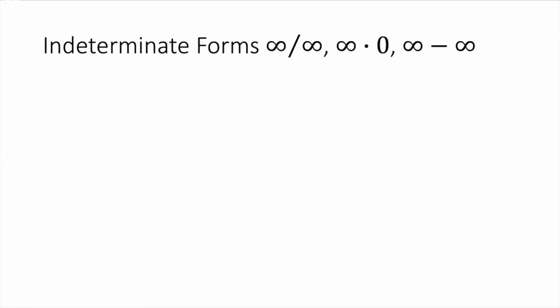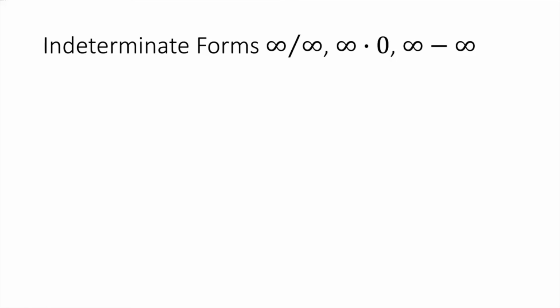So to give you an example of a form that is not indeterminate, infinity times infinity is not indeterminate, because when you take a really big number and multiply it by a really big number, you get an even bigger number, right? So that limit would be infinite. Infinity divided by infinity is indeterminate, because when you take a really big number and divide it by a really big number, well, you can kind of get any kind of number. It depends on exactly how big those numbers are, especially relative to each other.